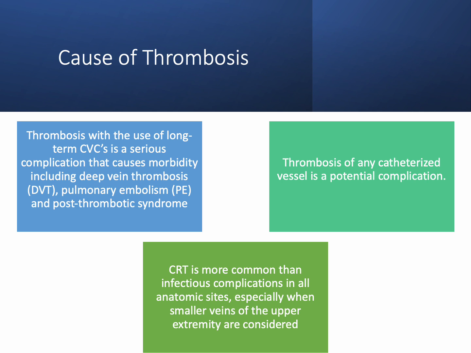So regardless of the type of device that is inserted, whether it be a peripheral IV, a midline catheter, a PICC, or a centrally inserted central catheter, including acute hemodialysis catheters, every single catheter is at risk of causing catheter-associated thrombosis amongst our patient populations. Catheter-related thrombosis is also more common than infectious complications, as proved in some of the literature, especially when smaller veins of the upper extremity are considered.